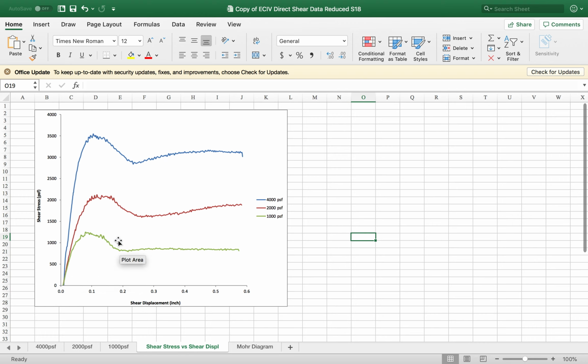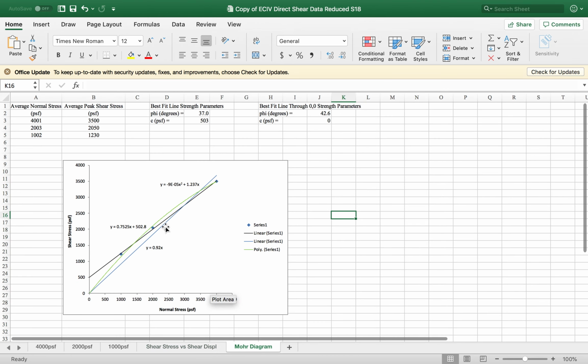And what we're going to do is pull off these values of where it fails at that part of the experiment. So as you can see, this one, if I hold my cursor over it, is 3,500. This one's about 2,100. And this one's about 1,200.